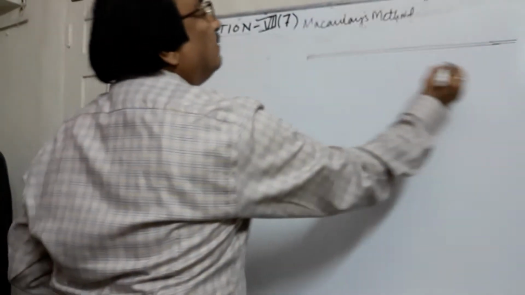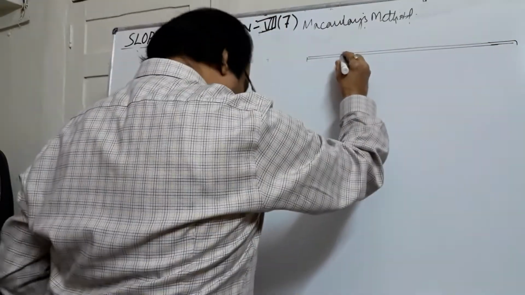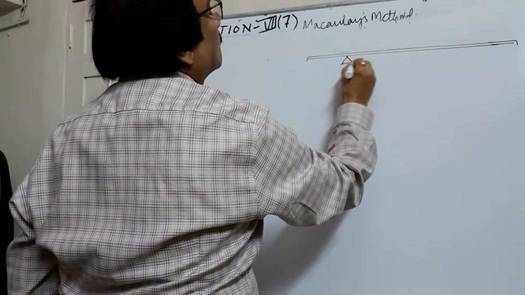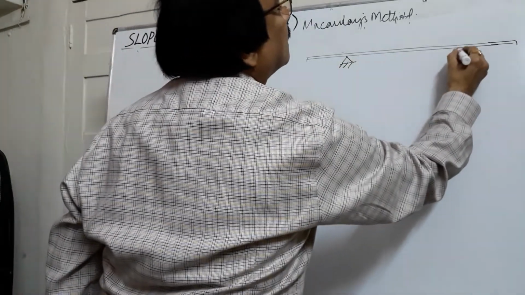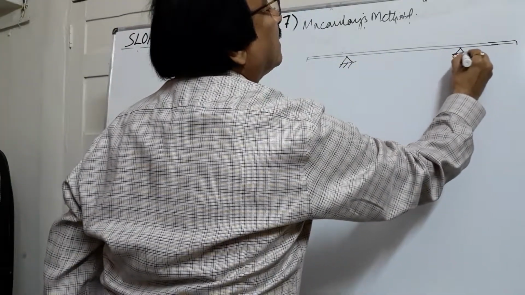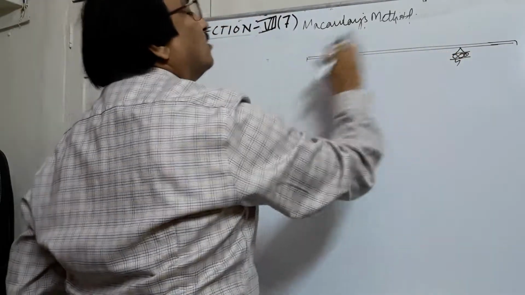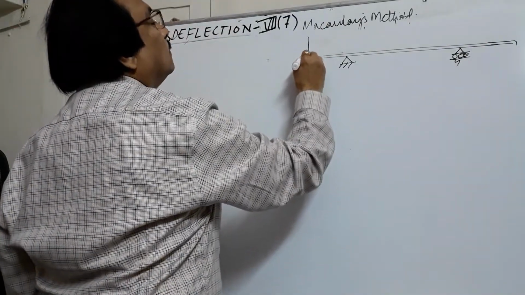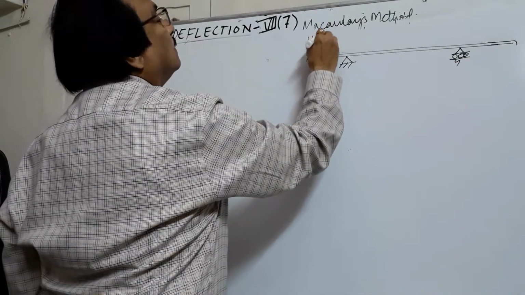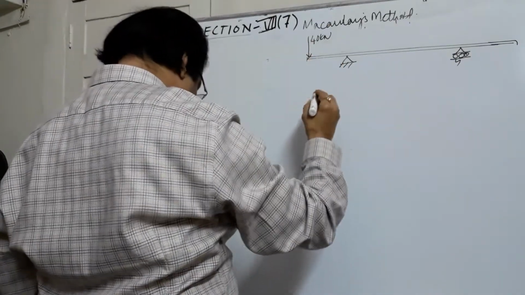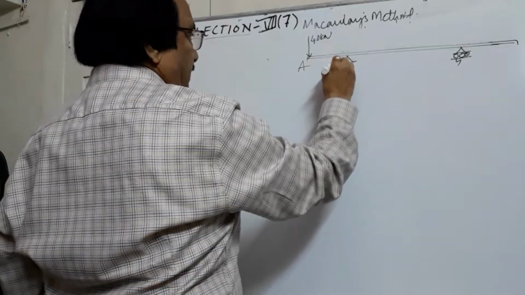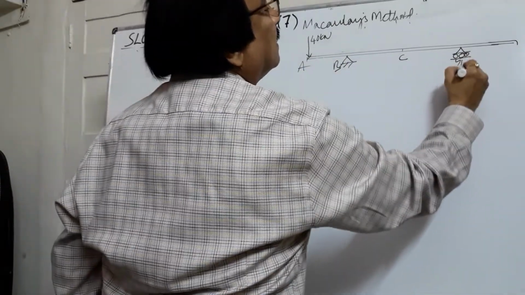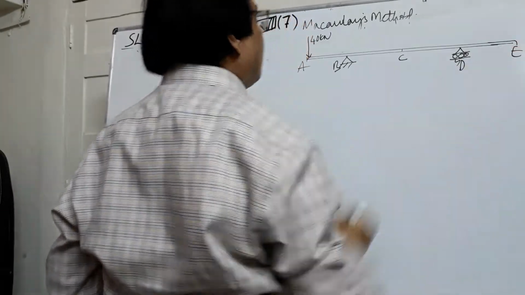Now this is a beam. It is hinged here and it is roller here. So it is overhanging on both the sides here. Here it is carrying a concentrated load of 40 kilonewton. This is A, B, midpoint is C, D and E.